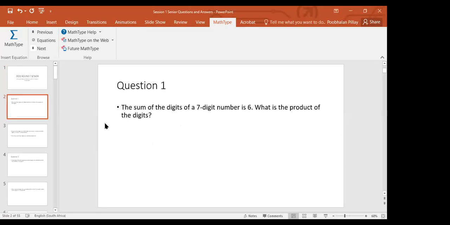Okay, question 1. It says the sum of the digits of a 7-digit number is 6. What is the product of the digits?